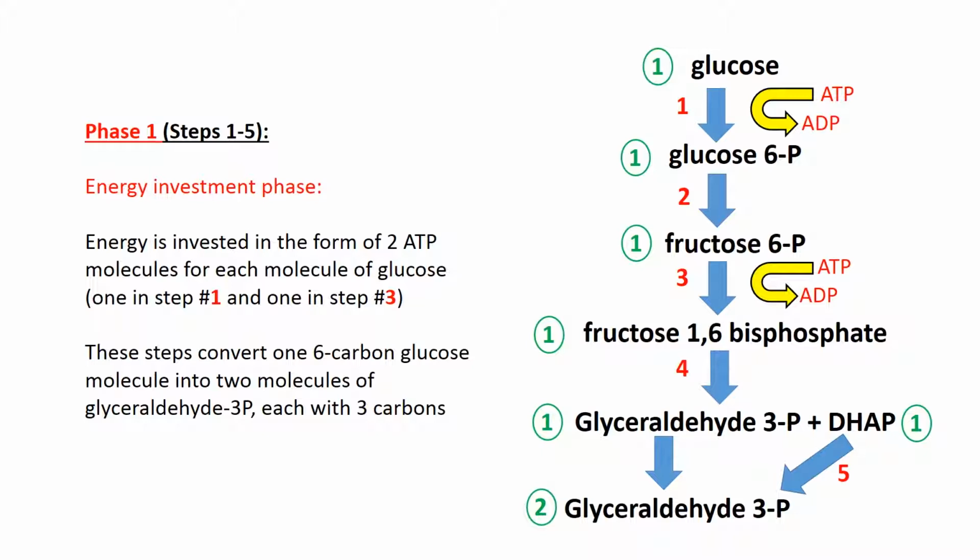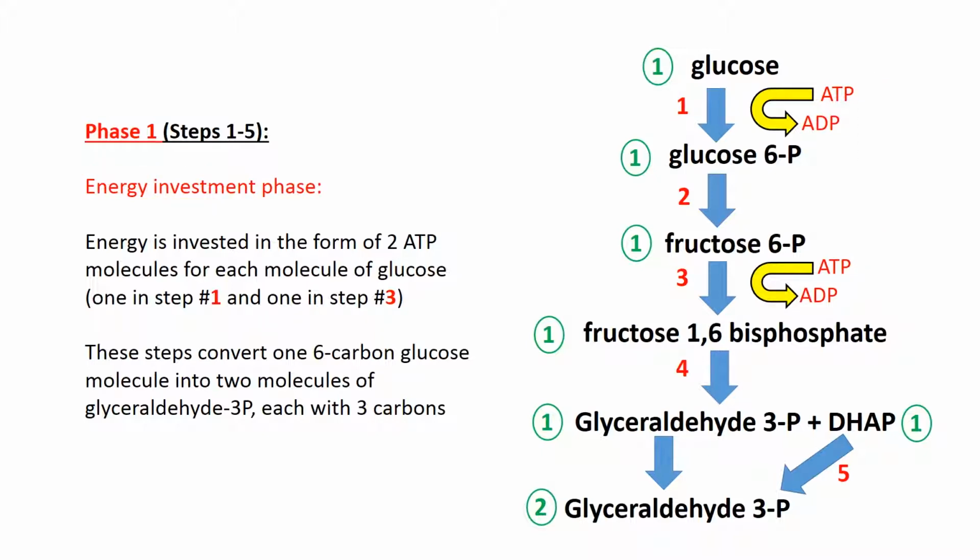Now steps 1 and step 3 involve the investment of energy as phosphorus in the form of ATP, and this is why phase 1 is called the investment phase, or the energy investment phase.